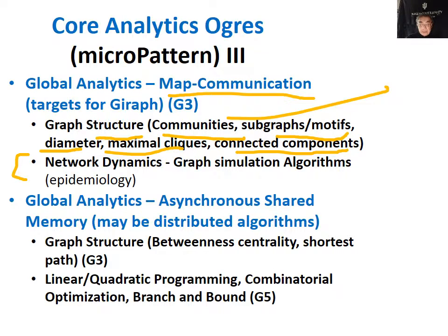Here we have some of the graph algorithms which were not so clear, whether they can be done well on a distributed memory machine. More work is needed. I put here linear and quadratic programming, branch and bound, and things like that. And we have graph structure problems here, which are not so different from those here, but they're ones where we don't know great distributed memory algorithms yet.